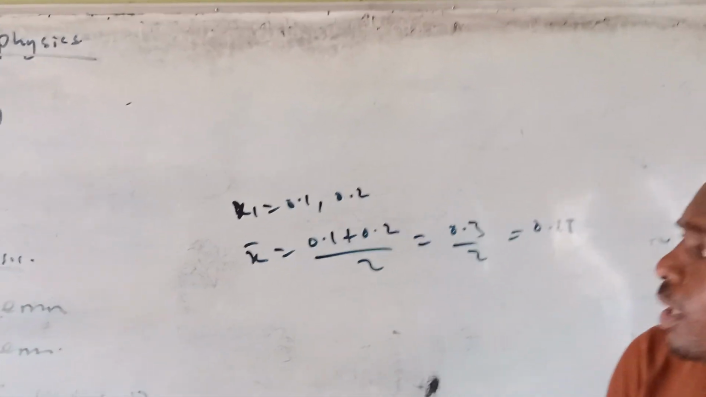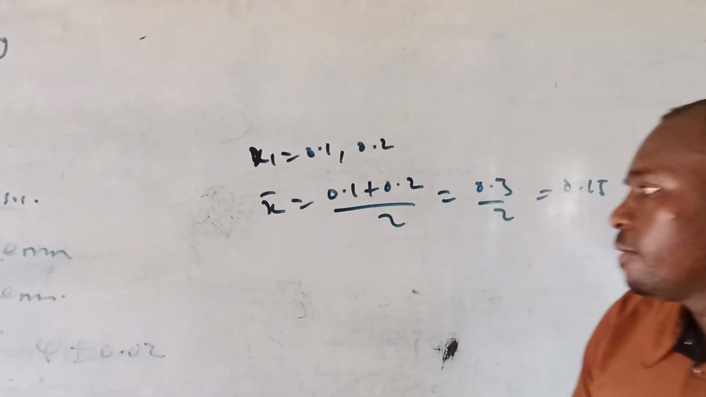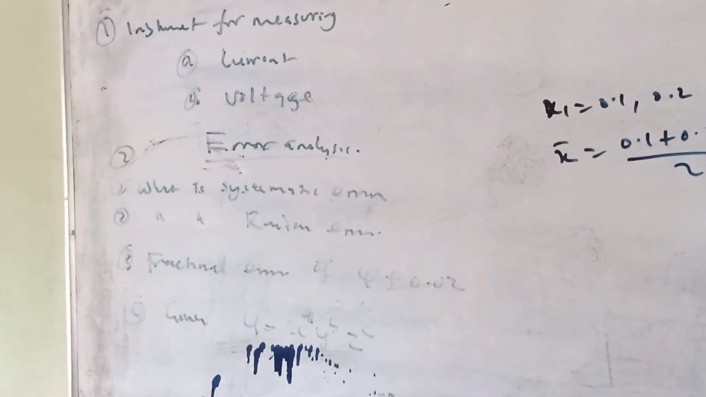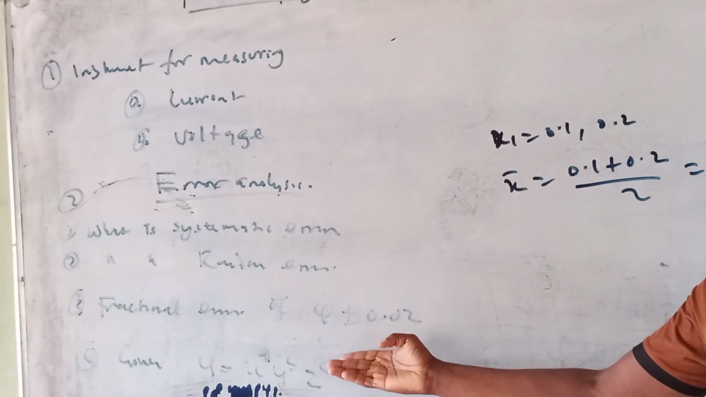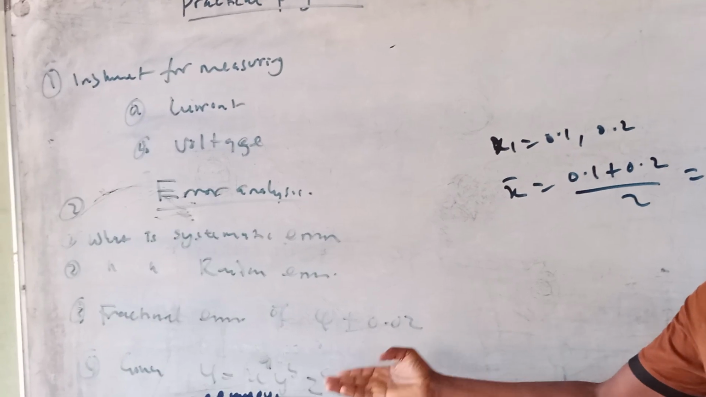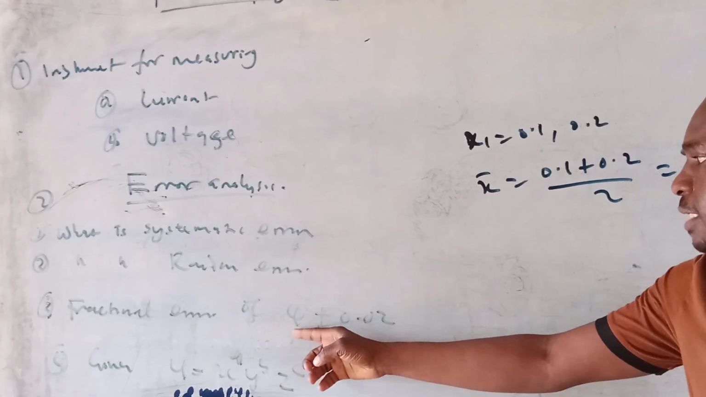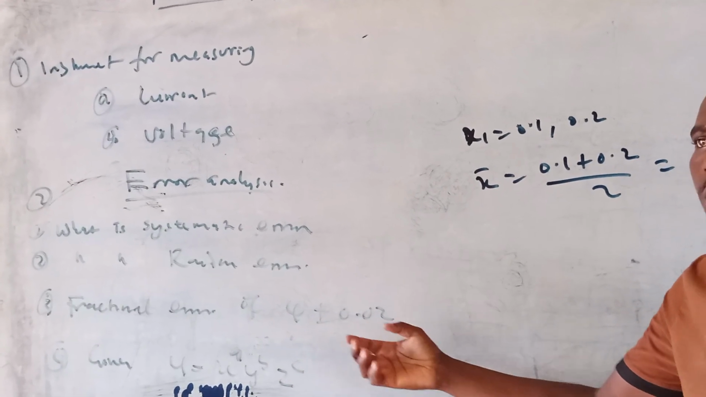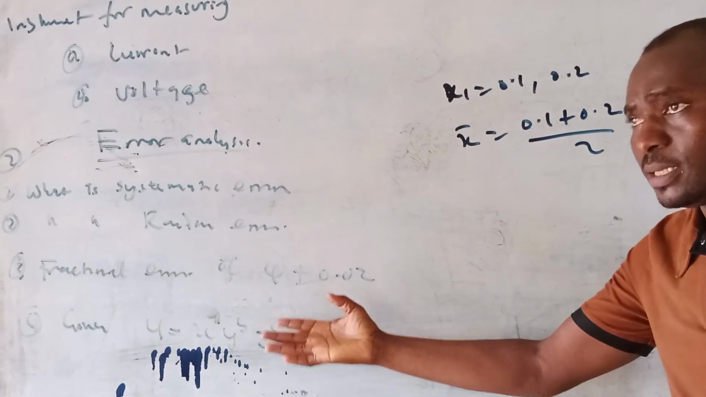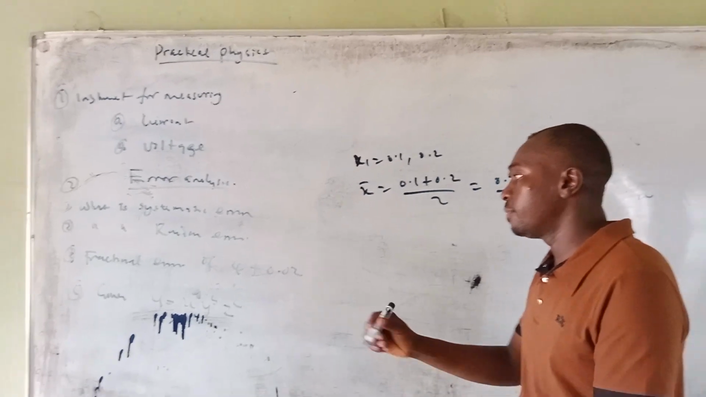So now we are talking about fractional errors. Fractional errors can be given in this form, and it manifests itself when we want to calculate it in percentages or fractions. If you have a measurement that says 4 plus or minus 0.02, that means maybe this is a reading that was taken from maybe a diameter or measurement of any matter in the laboratory.